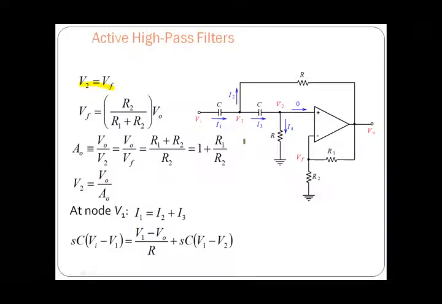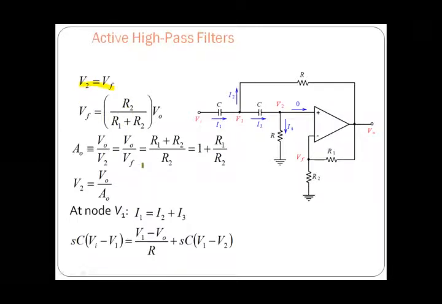Then we are going to write the equation for Vf. From this node point of view, Vf is equal to V naught, the voltage at this point, into the opposite resistance, that is R2, which is going to ground, divided by the total resistance in this path, that is R1 plus R2. So Vf is equal to R2 divided by R1 plus R2 into V naught.